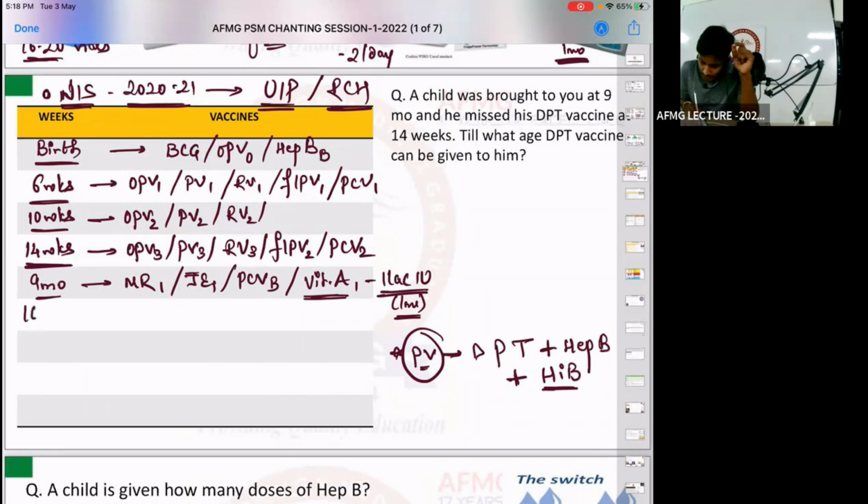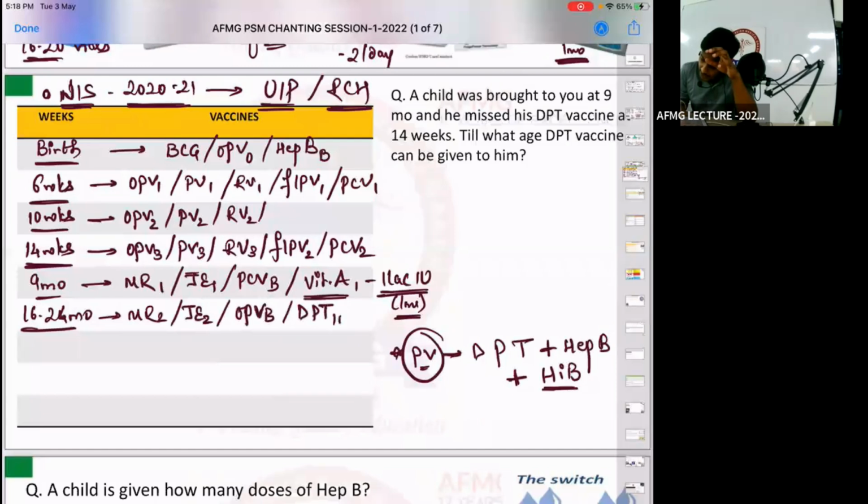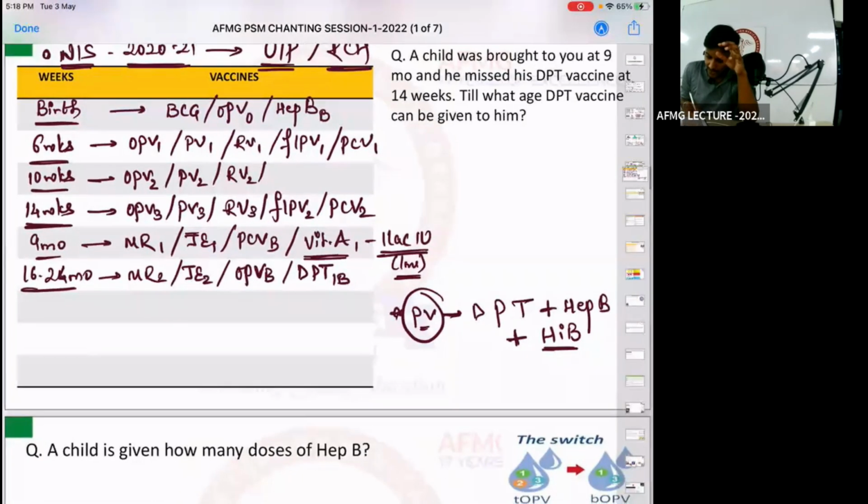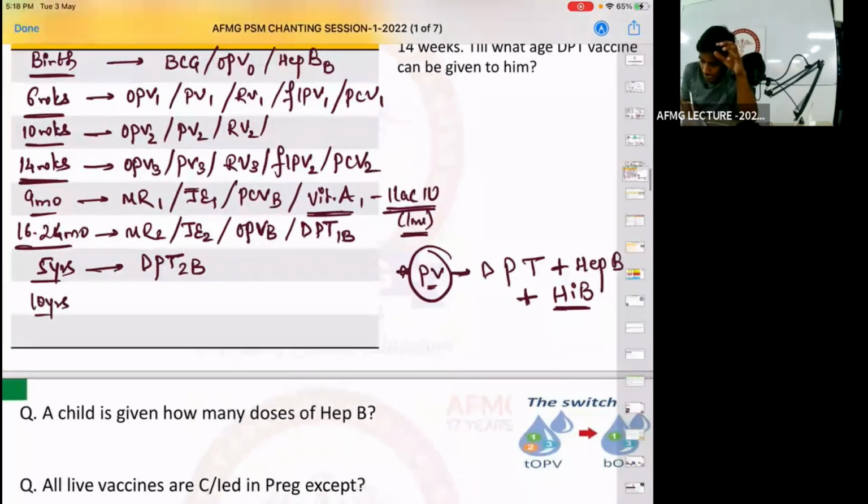Next, if I talk about 16 to 24 months, here we will give MR vaccine ka second dose. Measles, rubella, second dose. Japanese encephalitis, second dose. Then we will give vitamin A, तो चलता ही रहेगा. OPV का booster and DPT का first booster. Then comes 5 years of age. We will give which booster? DPT का कौन सा booster? DPT का second booster.